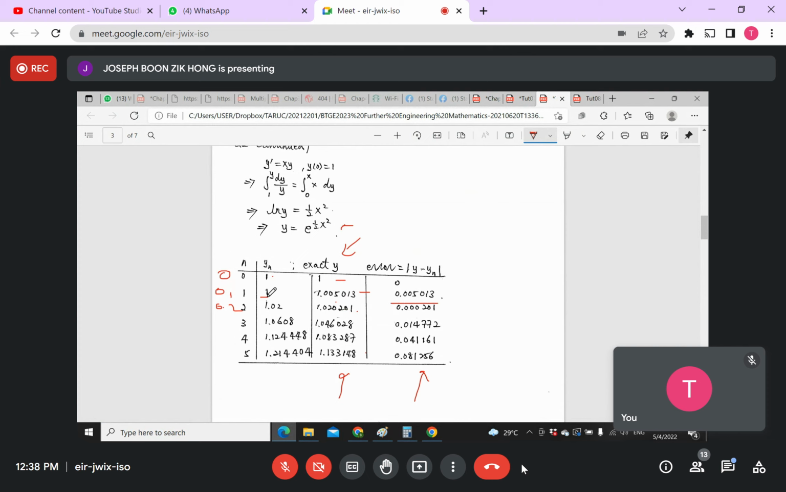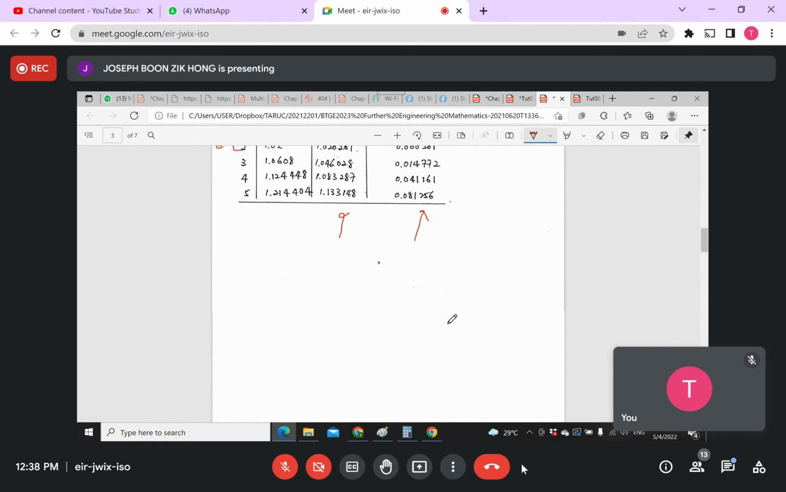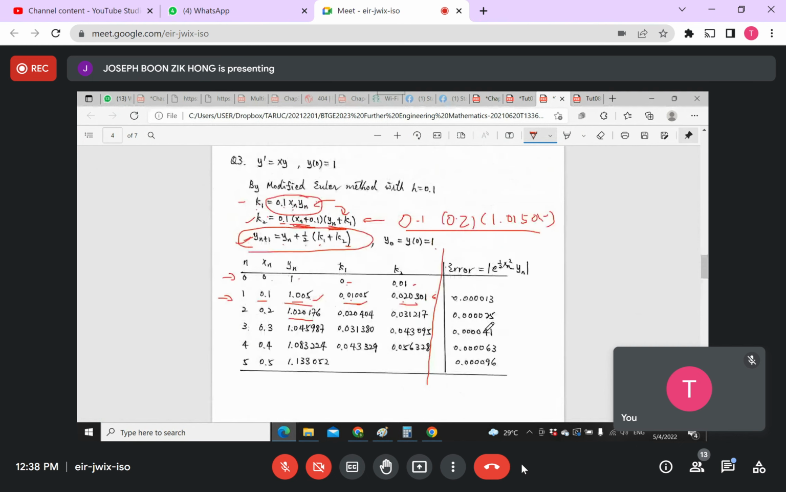That means the error of this one and this one, the difference between the exact one and what we approximate. The error between what we approximate and the exact will be much greater than what we approximate by using the modified Euler method. The modified Euler method is a slightly better method compared to the Euler method, but it is still not a very good method. Why do we say so?